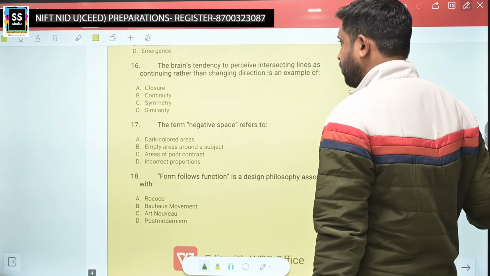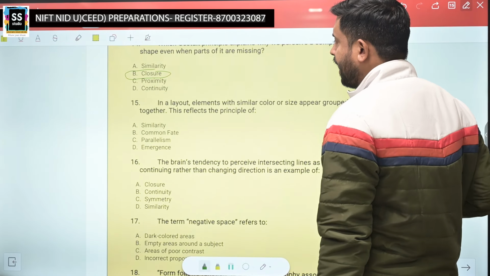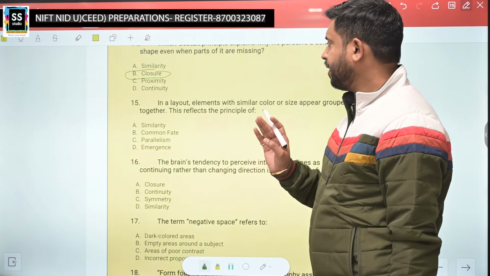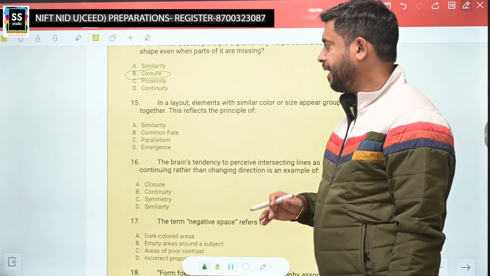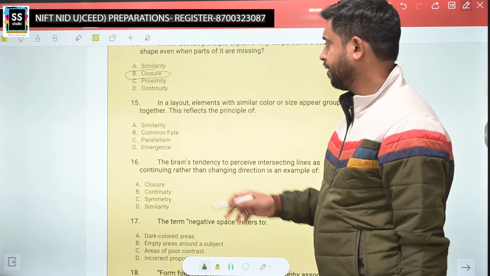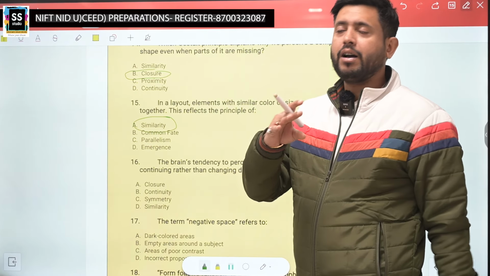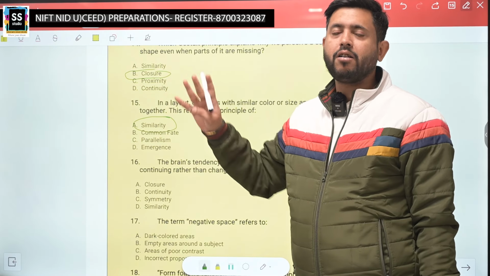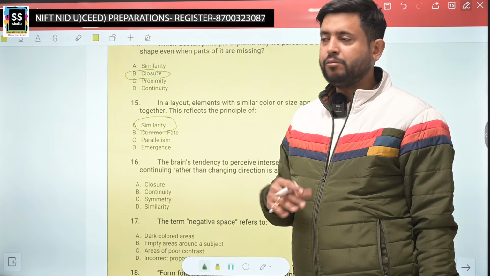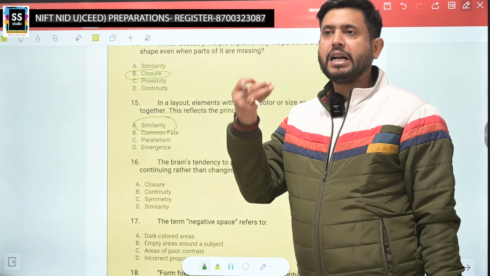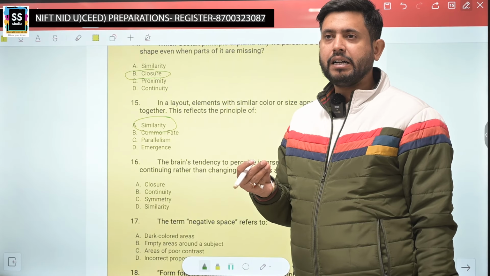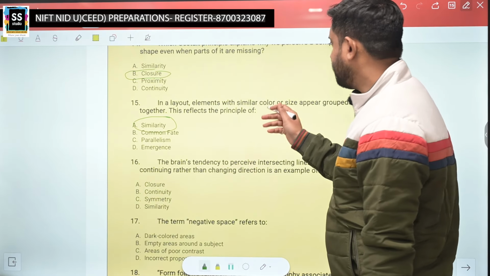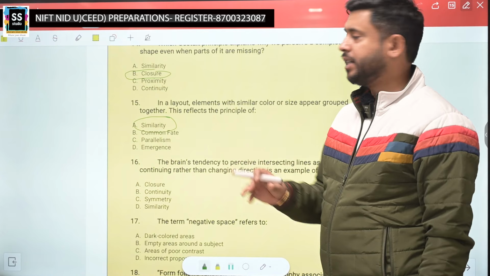Moving forward, the next question which says, in a layout, elements with similar color or size appear grouped together. This reflects the principle of what? Similarity, common fate, parallelism, or emergence. The answer is similarity. I'm not going to give you much more brief about this, but you see 4 different colors of Lay's, and just by looking at the font and the packaging, you realize that it belongs to the same family of Lay's. So how do you perceive that? After looking at similar color or size and you group it together, that's called similarity.